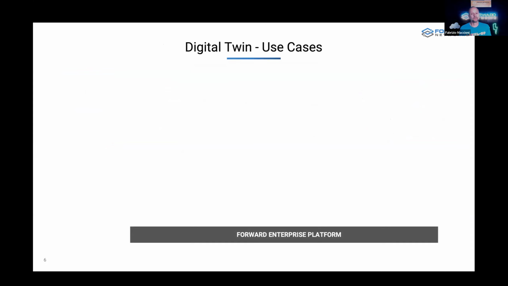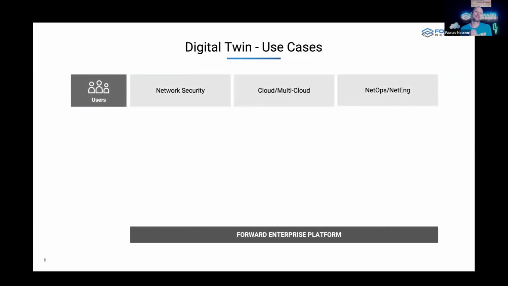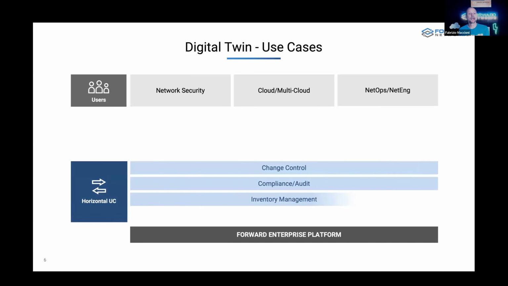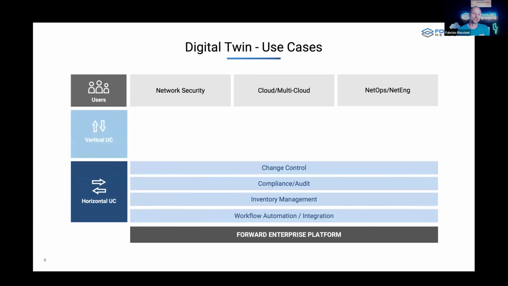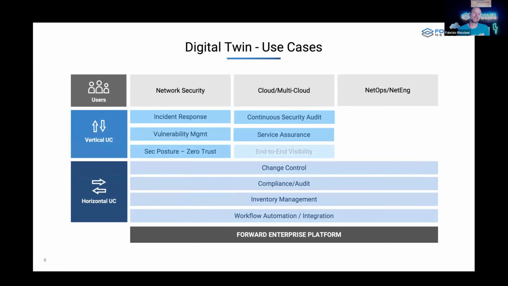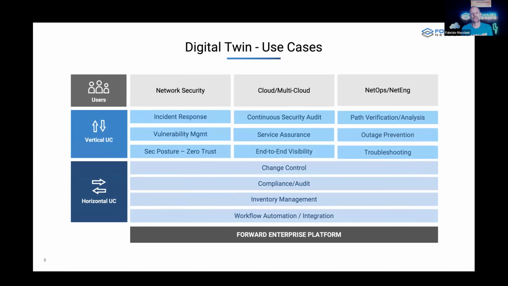So which are the main use cases? Typically, Forward Networks is used by the security teams, cloud, multi-cloud or hybrid cloud, and networking teams. And there are some use cases that are common across all of them. So it could be compliance and audit, or workflow automation, like in the case of this integration. And some other use cases might be more specific depending on the team. So it could be vulnerability management for a network security team, end-to-end visibility for cloud and multi-cloud, or troubleshooting and path verification for network operations. So a lot of use cases, some of them across all the teams, and some a little more specific.